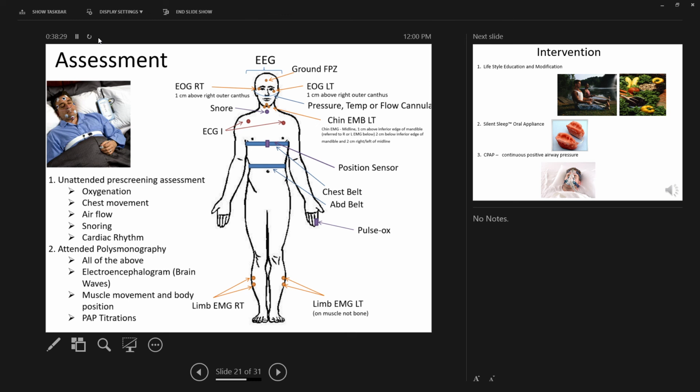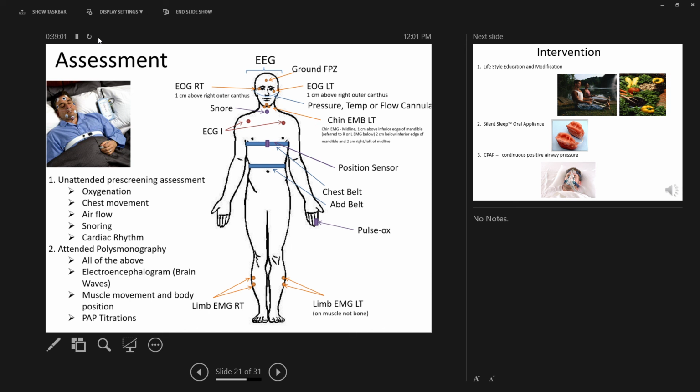At the top, we have the EEG, and I did add a PowerPoint on how to put the EEG electrodes on, so go ahead and review that. You're not going to be responsible for that until you actually do a polysom. It's something you would need to practice with, so if you're going to do any sleep lab rotations, I encourage you to get ahead and practice putting the leads on the head. Okay, so we got the EEG at the top.